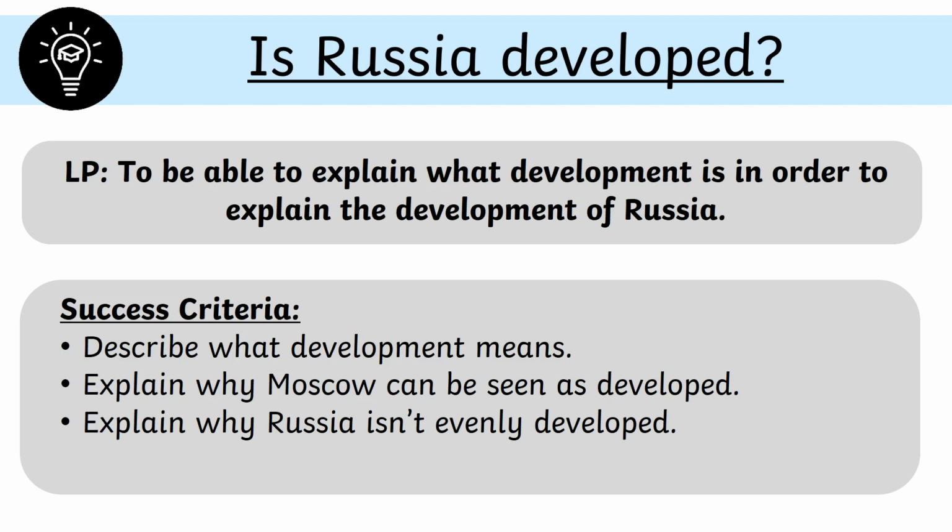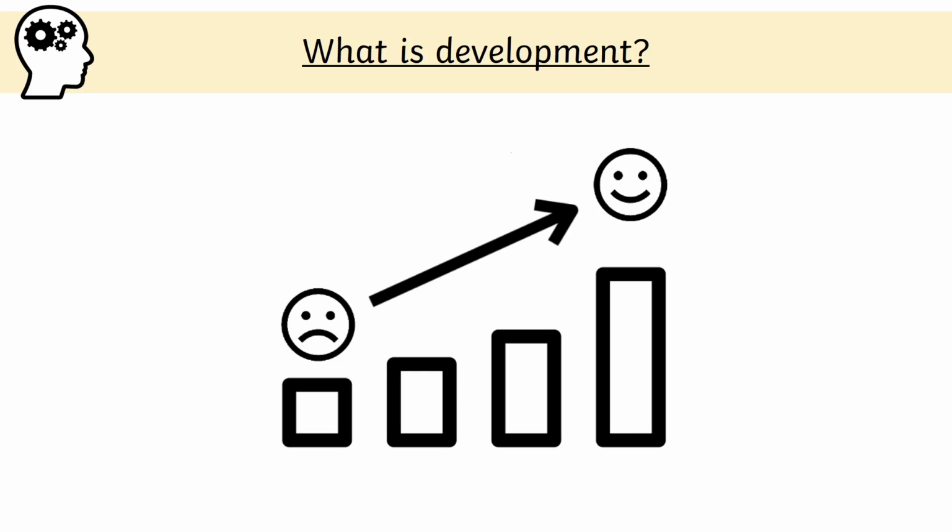Today's lesson is about Russia and its development. The learning purpose is to be able to explain what development is in order to explain the development of Russia. In order to do this, we are going to describe what development means, we're going to explain why Moscow can be seen as developed, and then we're going to explain why Russia as a whole isn't evenly developed.